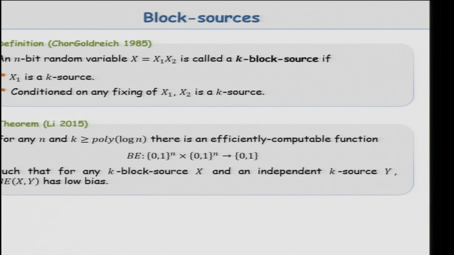It has the following guarantee: if the first input is sampled from a K block source, where K is polylog n for some fixed polynomial, and Y is an independent K source, so the first one has to be a block source and the second one can be an arbitrary source, then what you get is a bit that is not only non-constant, it also has low bias. In some sense, it already gives you a disperser, a bipartite Ramsey graph, but for some weird-looking sets on the left, the sets that correspond to K block sources.